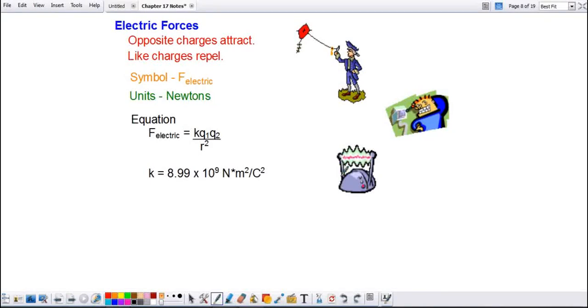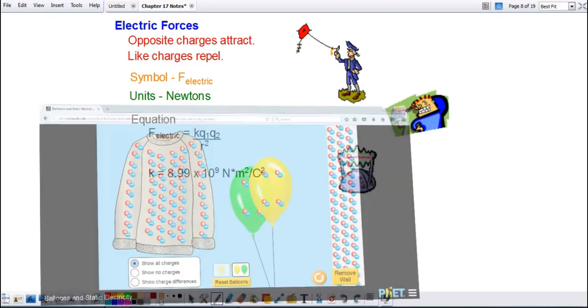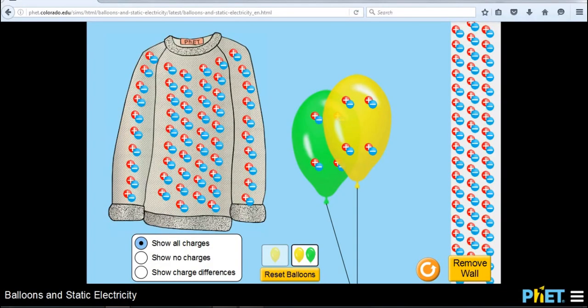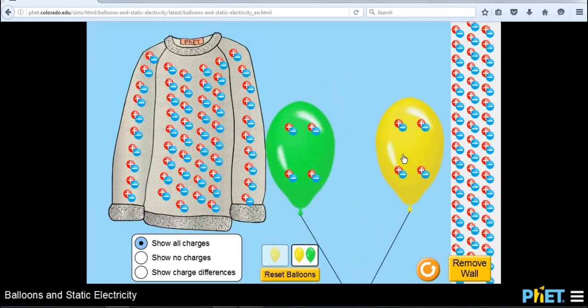So far we've talked about charges, often protons and electrons, and then we talked about how things become charged, and now we're going to talk about electric forces. If you recall, a force causes a change in motion. Okay, so let's go ahead and look at this simulation here. These balloons are at rest. Now we learned before, and they'll stay at rest.